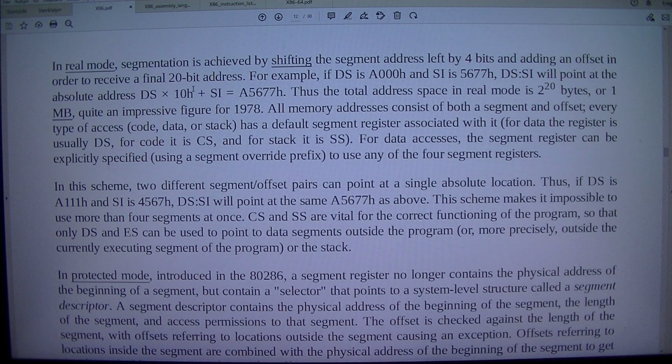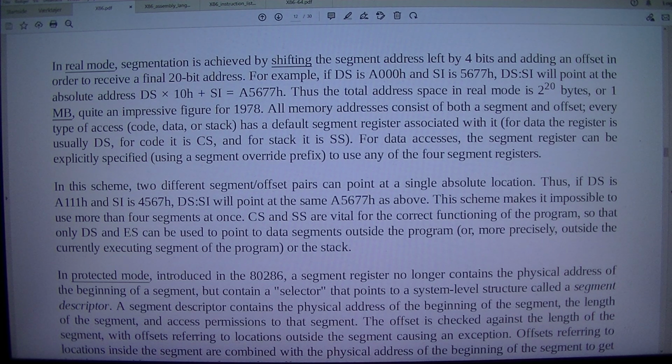In real mode, segmentation is achieved by shifting the segment address left by 4 bits and adding an offset in order to receive a final 20-bit address. For example, if DS is A000H and SI is 5677H, DS:SI will point at the absolute address DS × 10H + SI = A5677H. Thus the total address space in real mode is 2^20 bytes, or 1 megabyte, quite an impressive figure for 1978. All memory addresses consist of both a segment and offset.